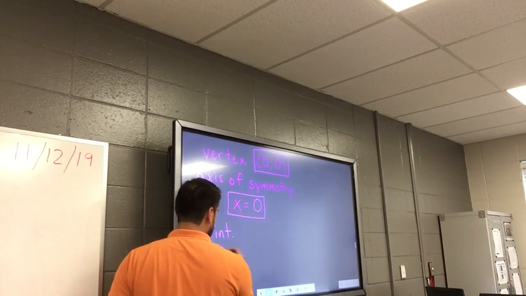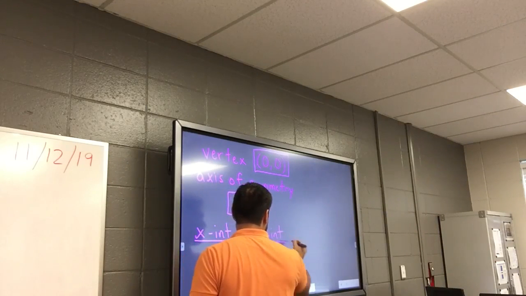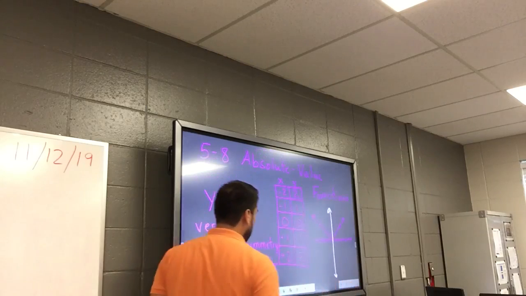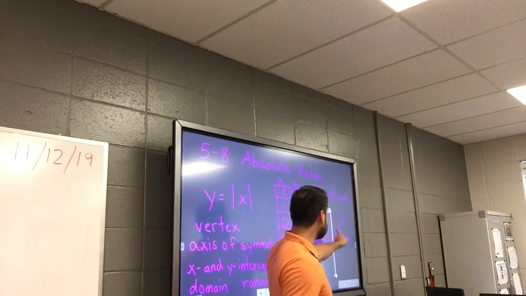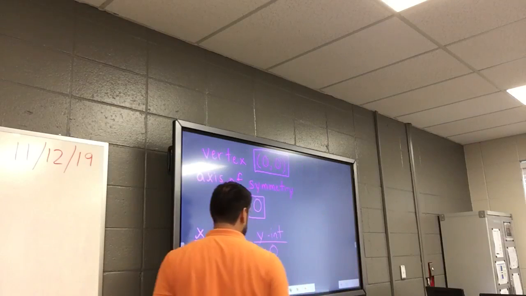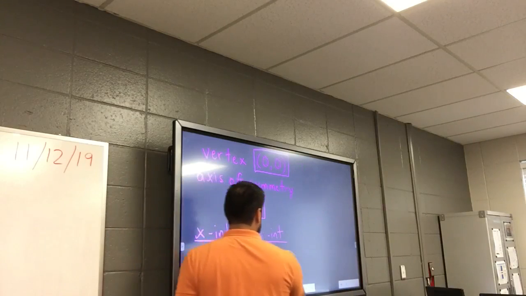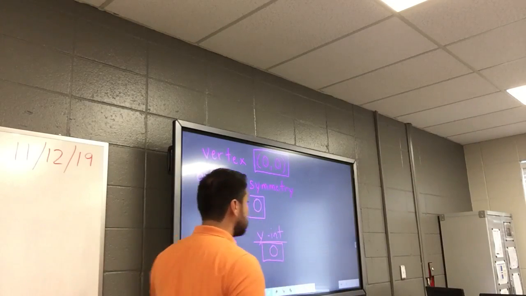X-intercept is 0. Y would be 0 too. And in this case, the y-intercept, if you're looking back at the graph, where does it hit the y-axis? It also hits it at 0. And again, most basic graph, very easy to find out. Okay, so you have those. So we have the intercepts, and then domain.